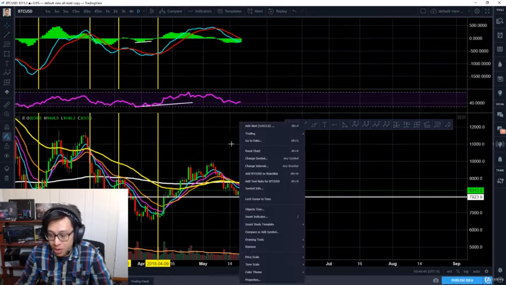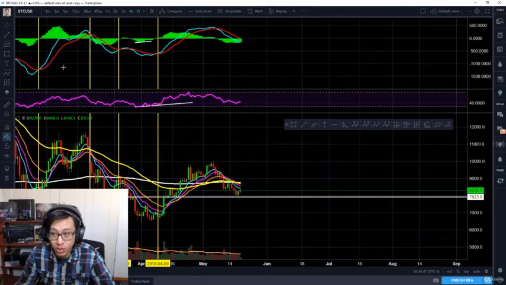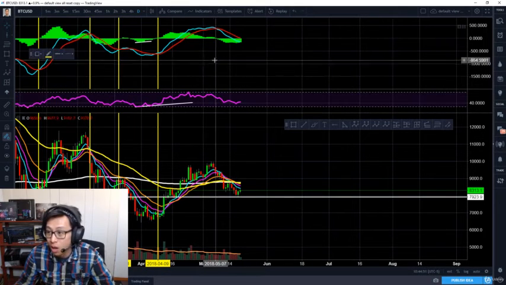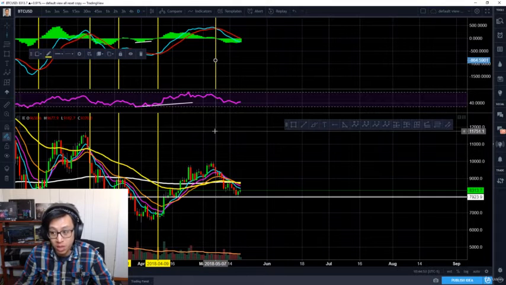You would have bought it right there. And where would you have sold it, guys? You would have sold it right here at the crossover. Check it out on the top side because it did reach the positive side.